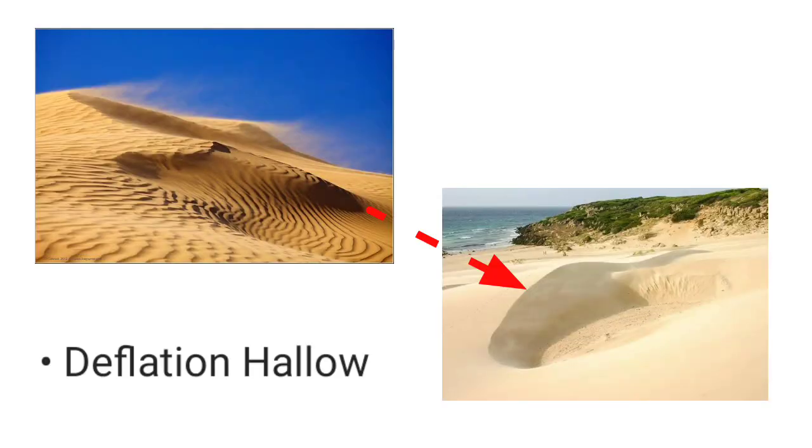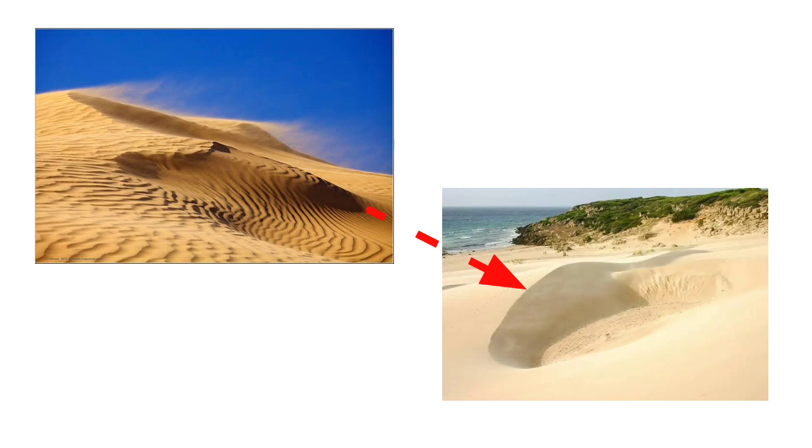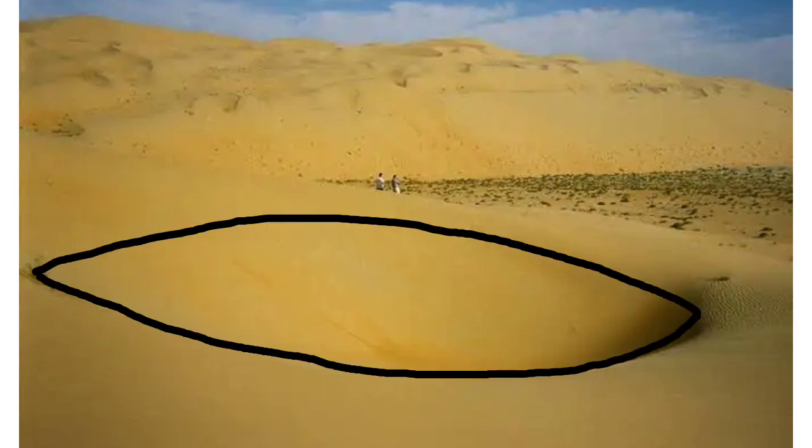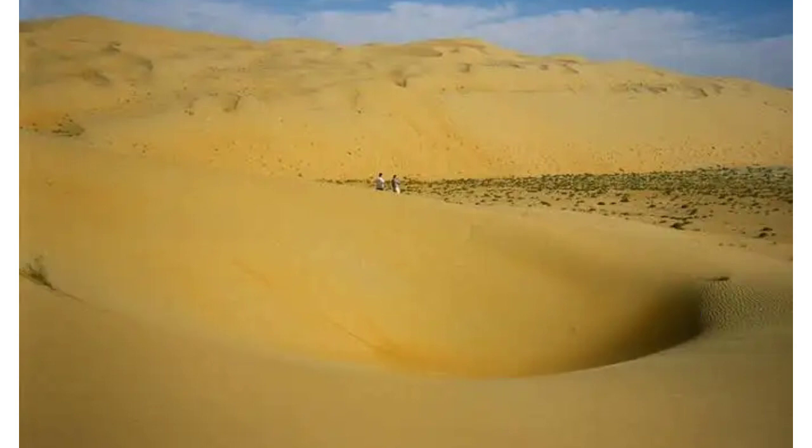Now let us discuss the landforms made by wind erosion. The first one is deflation hollows. Due to the deflation action of the wind, many small depressions are formed in the desert, which are called deflation hollows. With continuous deflation, the hollows grow bigger in size and take the shape of a saucer-shaped depression, which is known as a blowout.